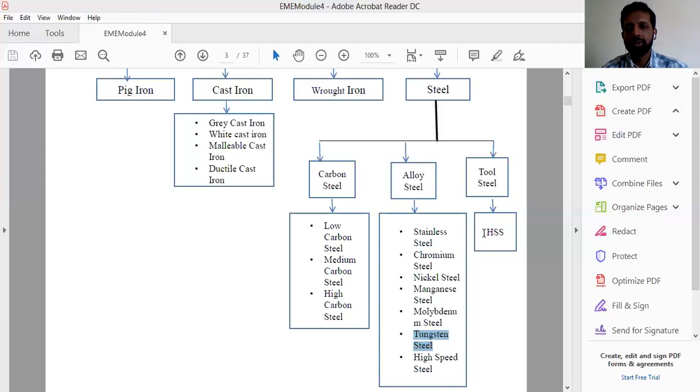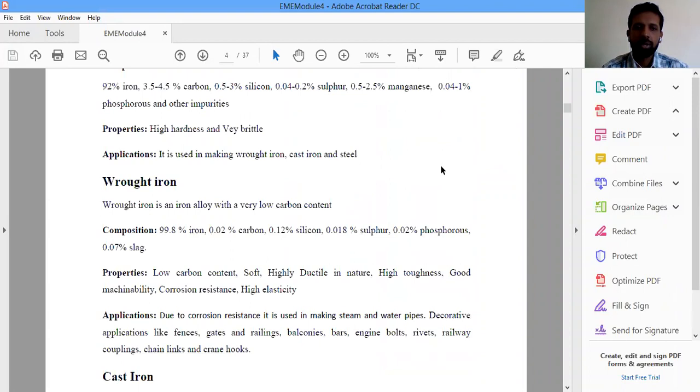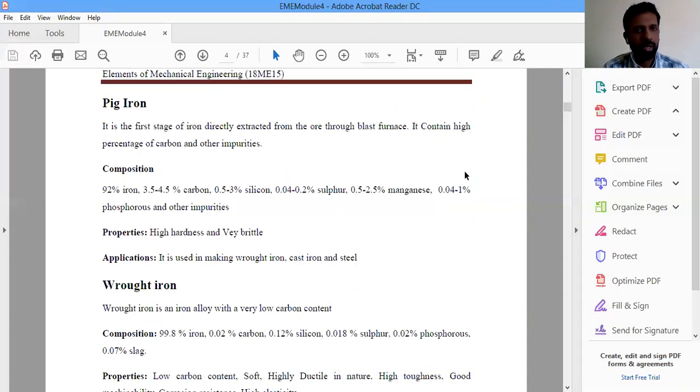The other one is tool steel, that is steel meant specially for cutting purposes, to cut metals in manufacturing sectors and all. For machining purposes, they will use high speed steel, shortly called HSS. So these are the different types of steel that are there. Now let us take a look at the uncovered portion.